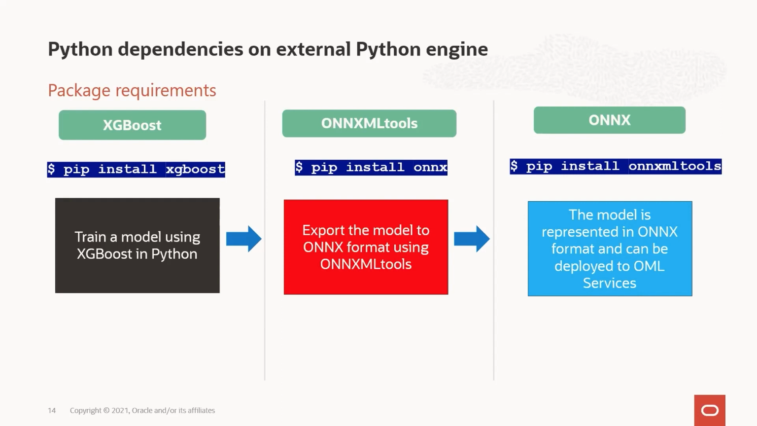And this diagram explains things. We train the XGBoost model in Python using the XGBoost package. And when we convert the model to ONNX, this is the responsibility of ONNX ML tools. And then finally, the model is exported to ONNX and it can be deployed to OML Services or another ONNX runtime.